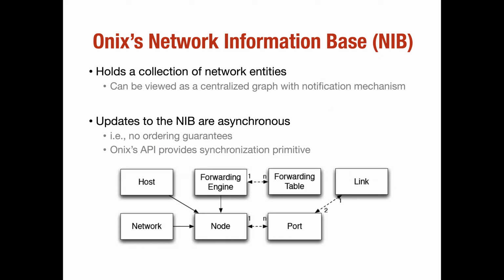So Onyx network information base holds a collection of network entities. It can be viewed as a centralized graph with notification mechanism, and updates to this NIB are asynchronous. So there is no ordering guarantee, and Onyx provides some synchronization primitives. I'll talk about it. But what does this really mean, right?